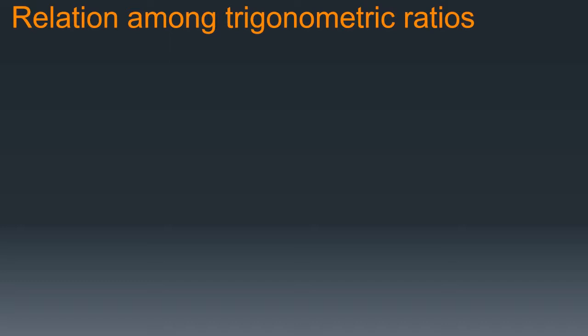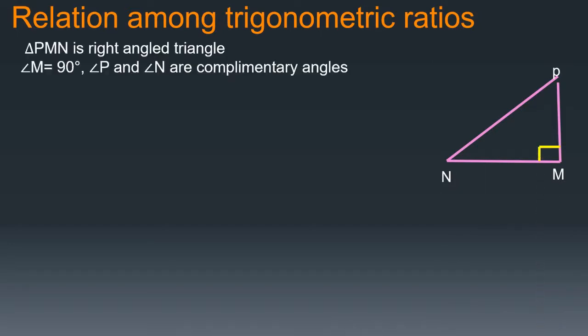Relation means that these trigonometric ratios are related to one another. First, let us draw a right angle triangle and name it as P, M and N. Angle M is 90 degree and angle P and angle N are complementary angles. Complementary angles means that their sum is also 90 degree.